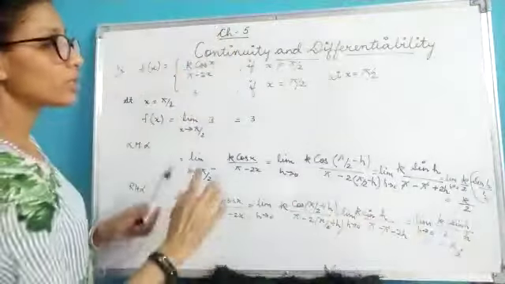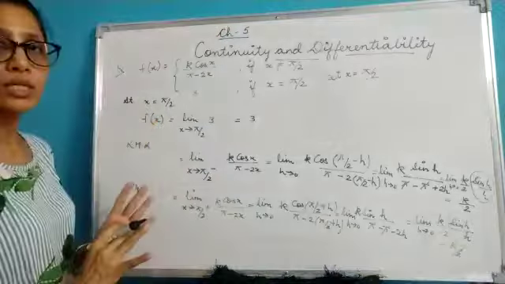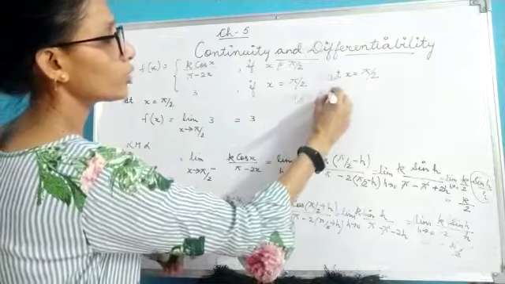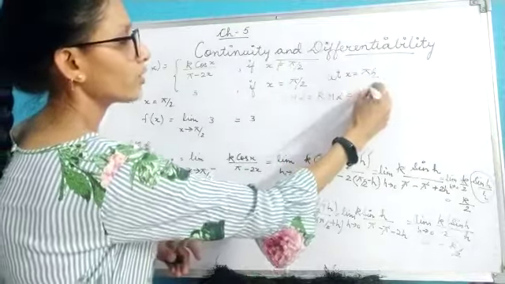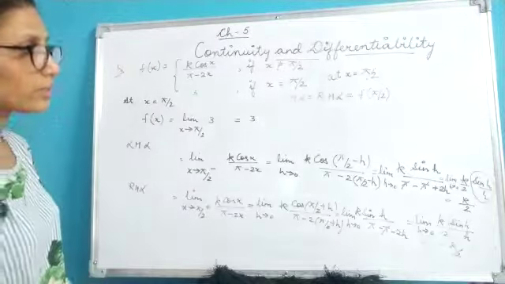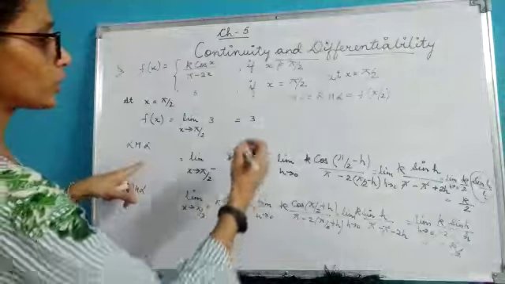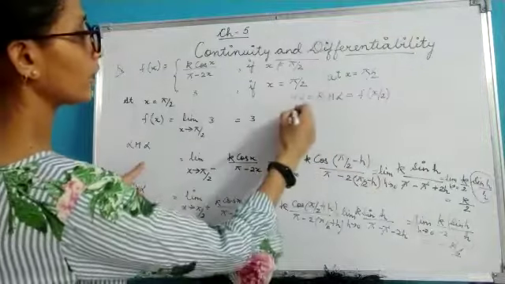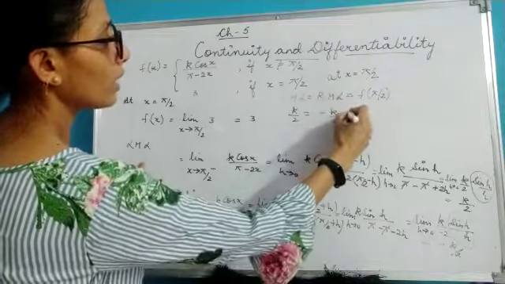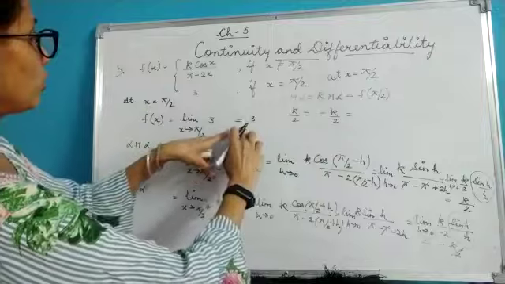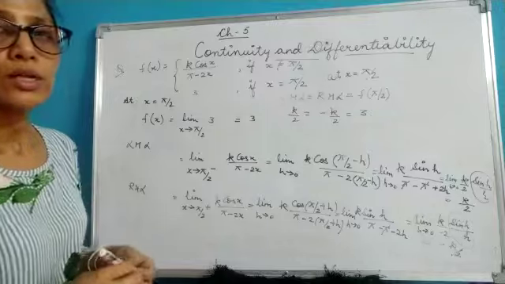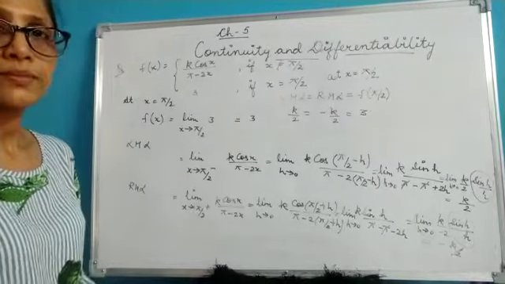Children, now this is continuous. This function can be continuous only if LHL equal to RHL equal to the function value at x equal to pi by 2. So I can just write my values here. So my LHL is given as k by 2, and my RHL is minus k by 2, and my value at pi by 2 is just 3. So I can compare the values here and I can find out the value of k.